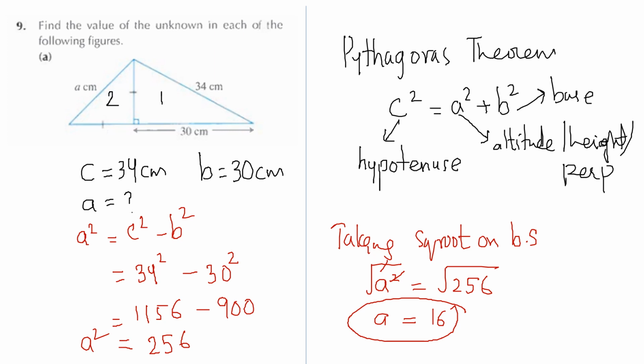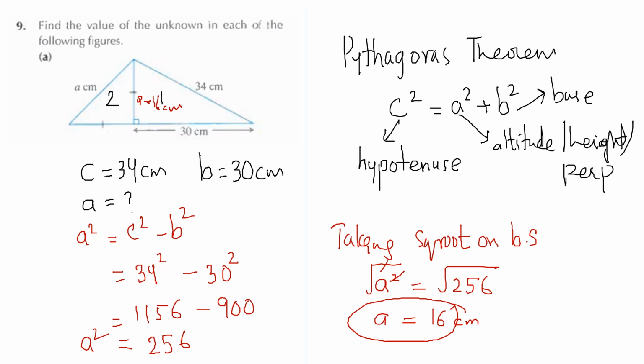That's up to you, right? Now I have found this side, that is a is equal to 16 centimeter. I will also write centimeter here, the unit is mandatory. And if this side is 16 centimeter, that means this side is also 16, because it is shown in the figure that these two sides are equal.